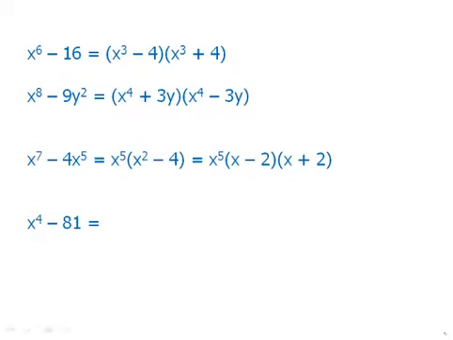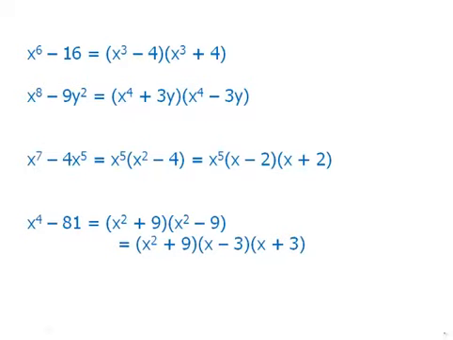Here's another one. So of course we can factor this. x to the 4th is x squared squared. So a equals x squared, b equals 9. We can factor this into x squared plus 9 times x squared minus 9. But notice that x squared minus 9 is another difference of squares. So we can factor that one again, and we have x squared plus 9 times x minus 3 times x plus 3. And that is the fully factored form.